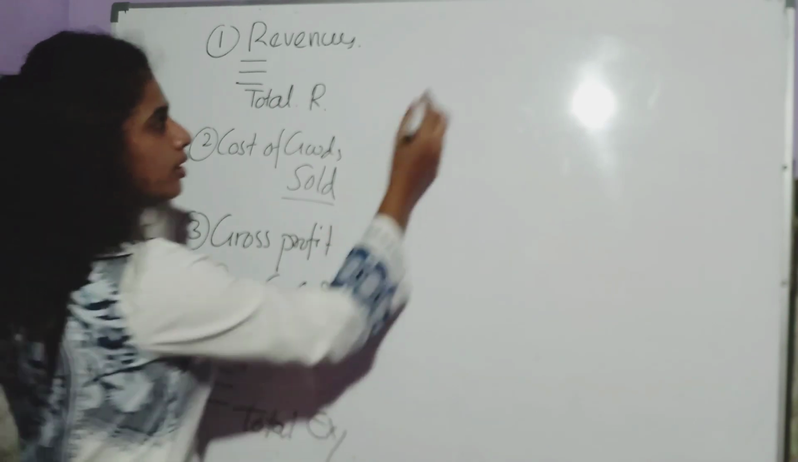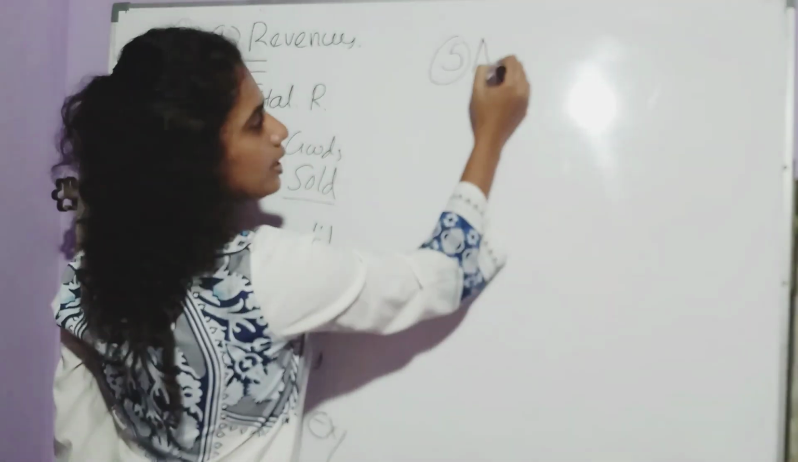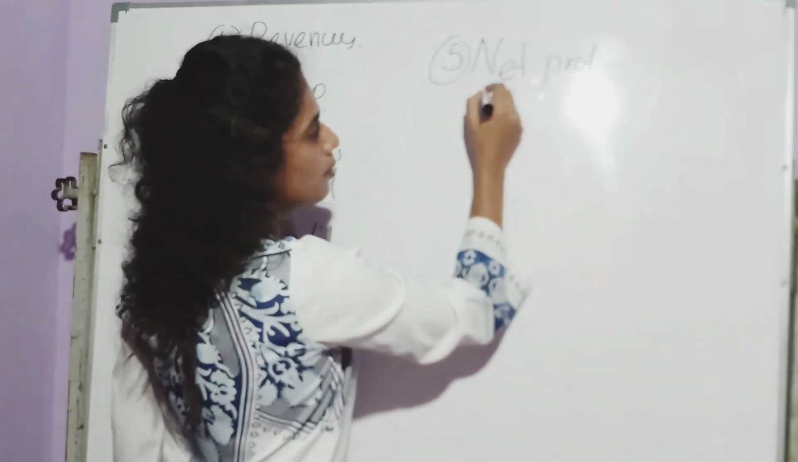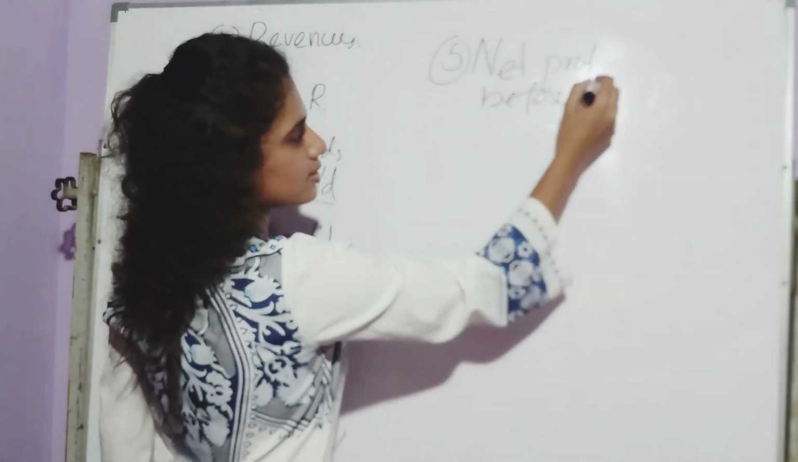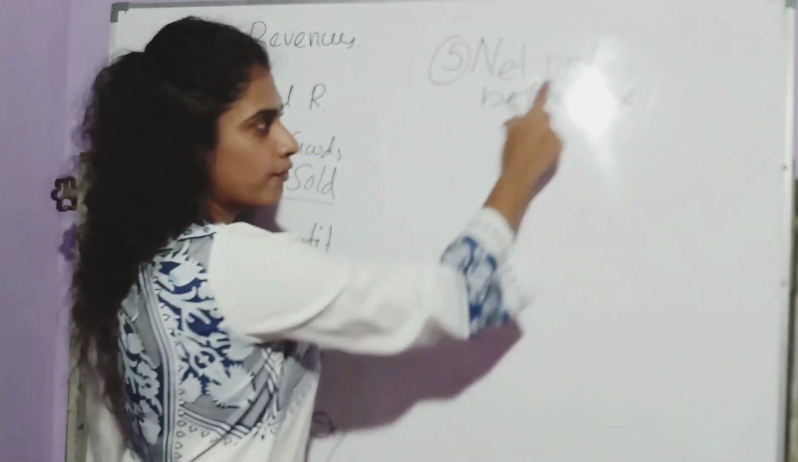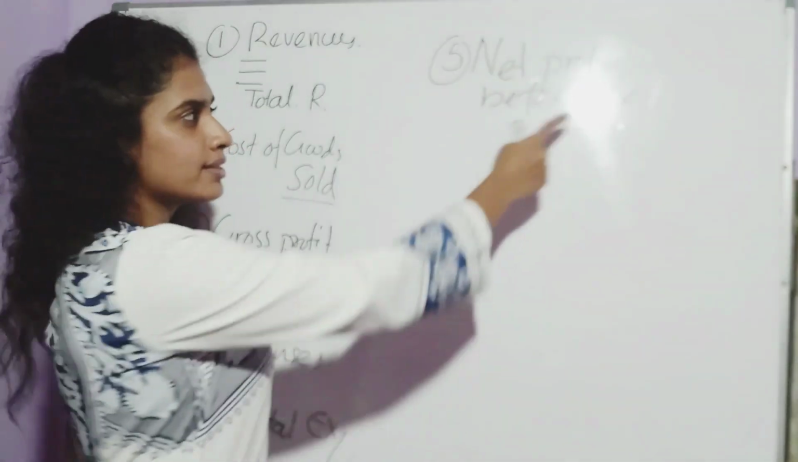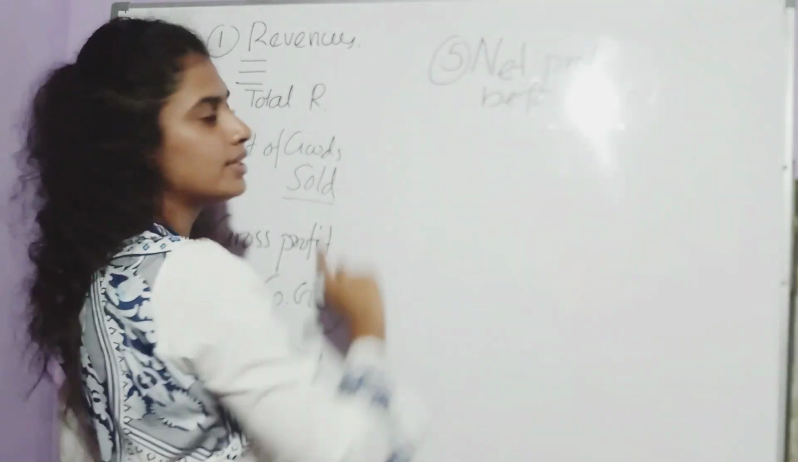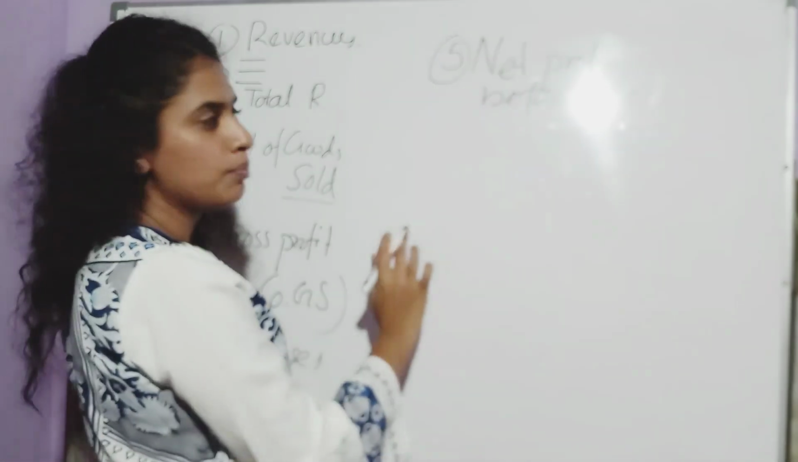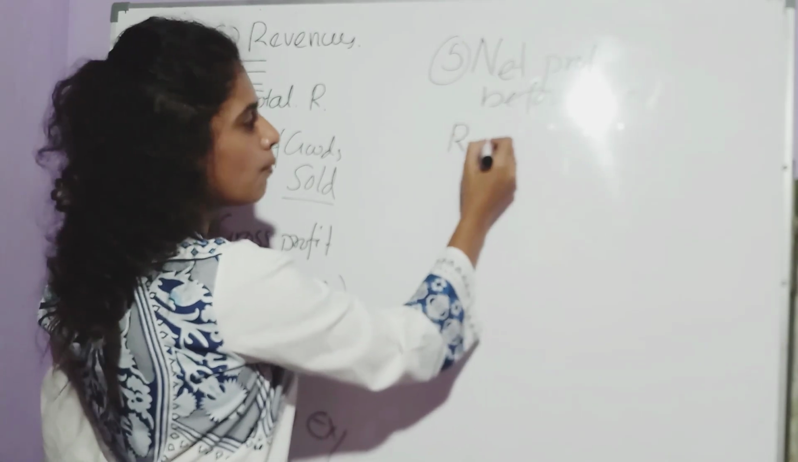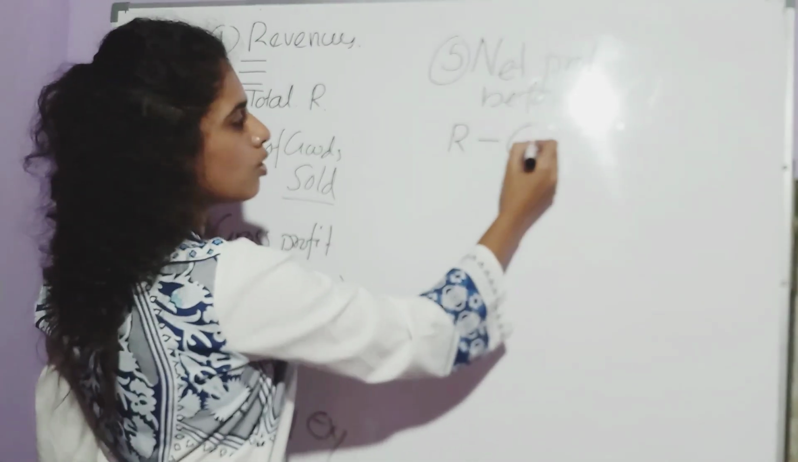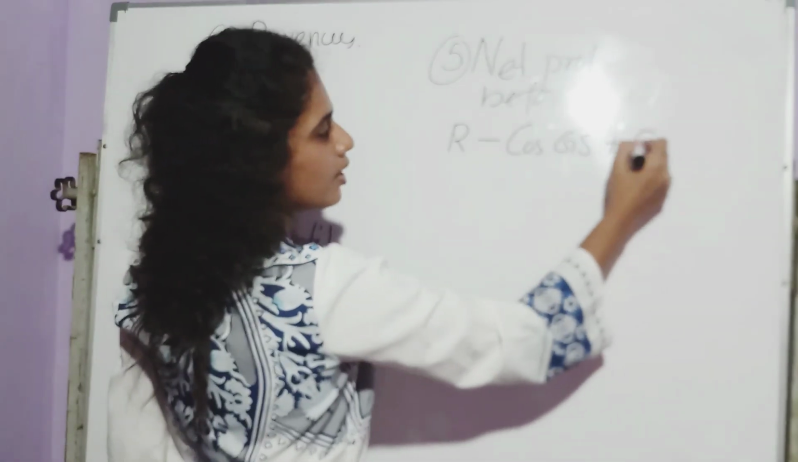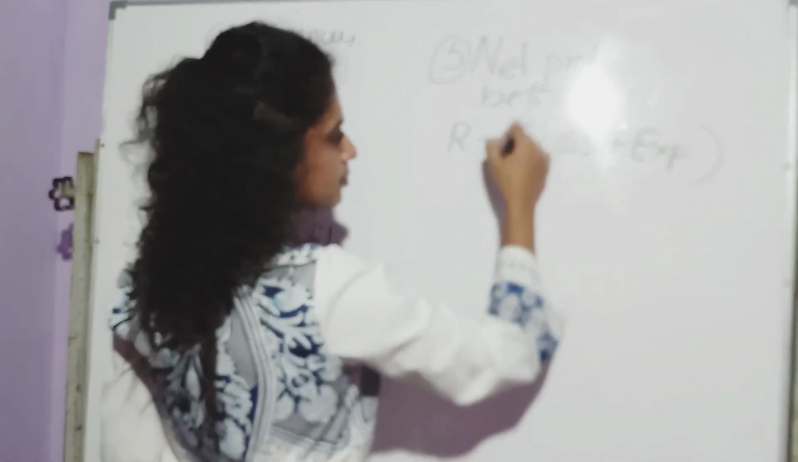That is the fourth one. Fifth one, net profit before tax. Net profit before tax. That is, net profit means revenue minus cost of goods sold and the expenses.